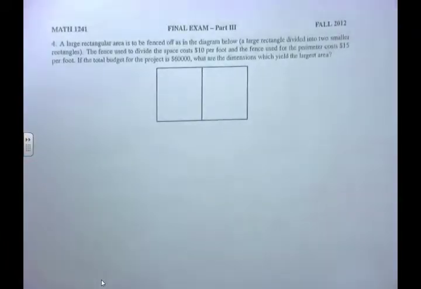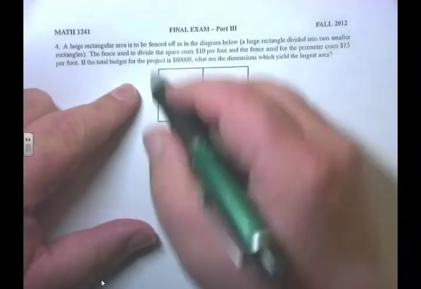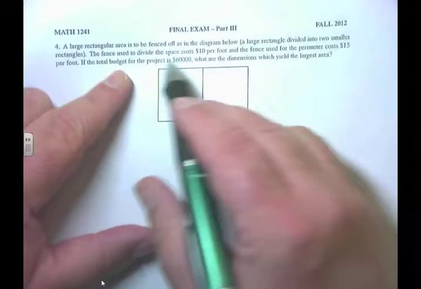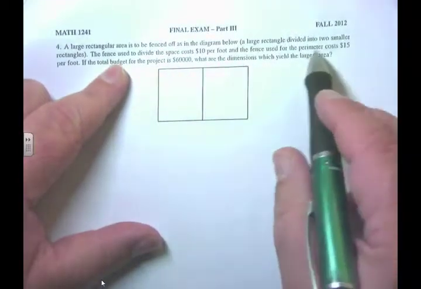Here's a classic one. All right. A large rectangular area is to be fenced off as in the diagram below. The large rectangle is divided into two smaller rectangles. The fence used to divide the spaces costs $10 a foot, and the fence used for the perimeter costs $15 a foot.